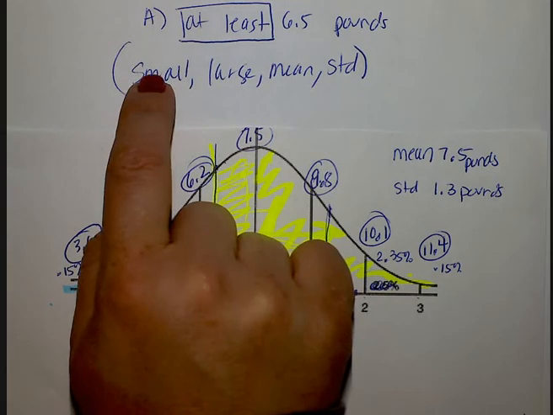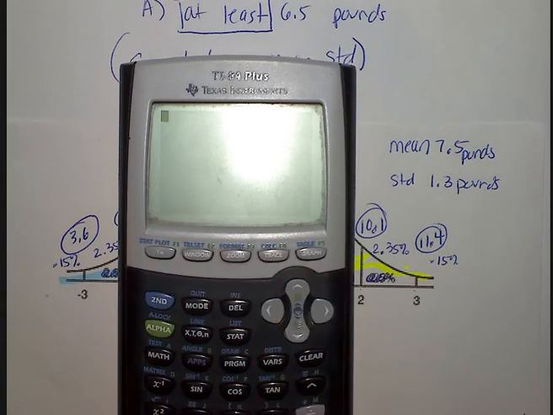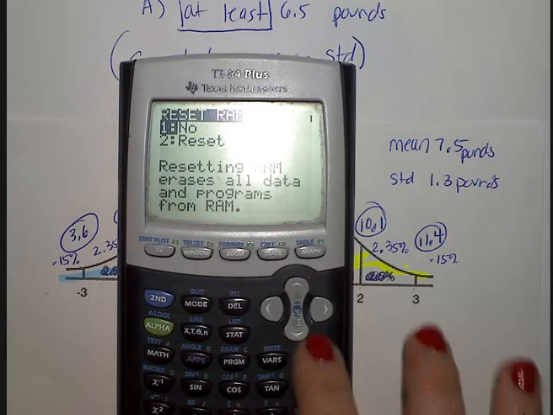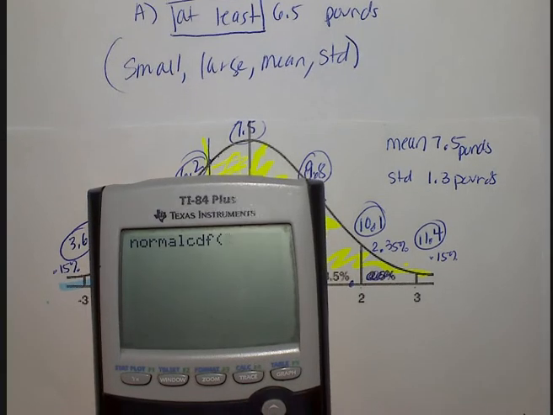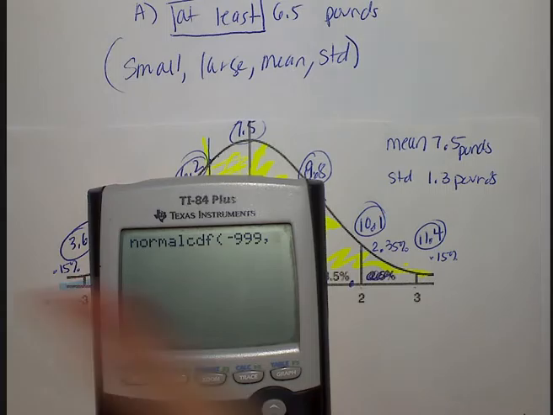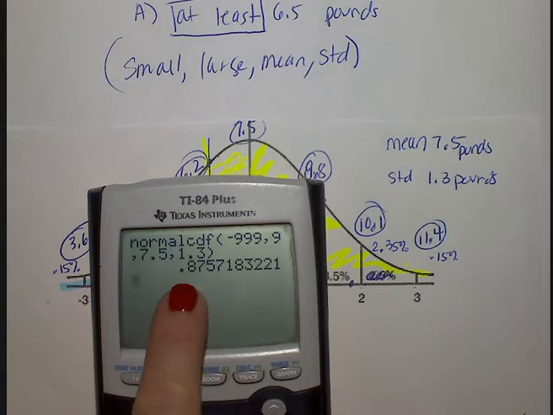Now we need to choose a very small number, okay? So I'm going to choose a number that's like my favorite negative number. So here we go. I'm going to do second plus 712. Get started here. And I'm going to do second vars normal CDF. So my favorite negative number is negative 999. Okay, I'm just choosing a larger negative number. It goes up to 9 pounds. That's my high number. We have a mean of 7.5, and we have a standard deviation of 1.35 pounds. And now if I'm going to round this, it would be approximately 87.5% or 87.6%. Okay? Thumbs up or thumbs down right now. Tough stuff.